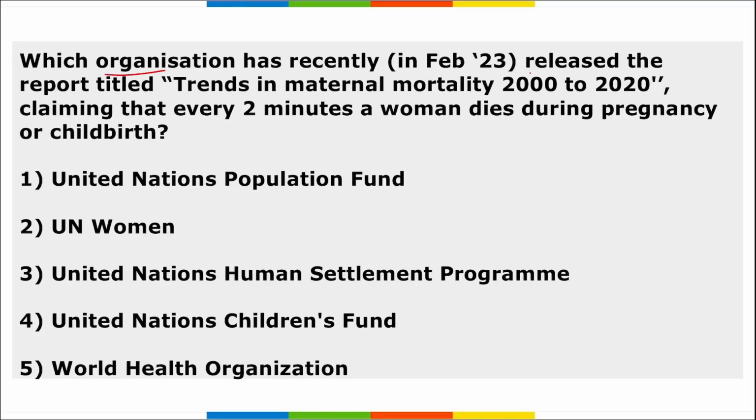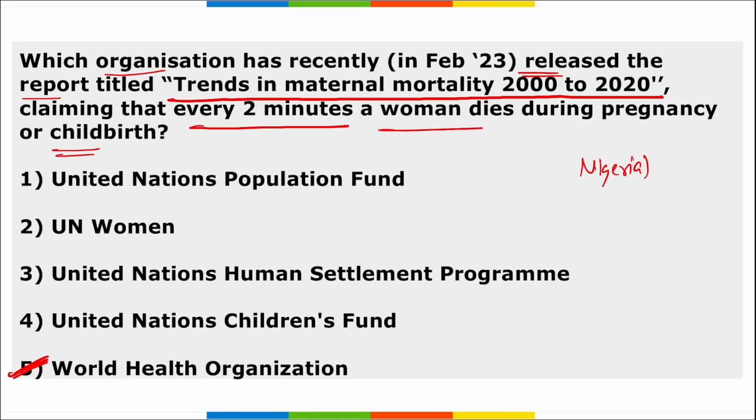Next, which organization has recently released the report titled Trends in Maternal Mortality 2000 to 2020, claiming that every 2 minutes a woman dies during pregnancy or childbirth? So remember, the organization that has launched this data is WHO, that is your World Health Organization, and it stated that every 2 minutes a woman is dying because of pregnancy or childbirth. The highest rate, if we talk about this, is in Nigeria, that is in South Africa on first position, and on second is India.